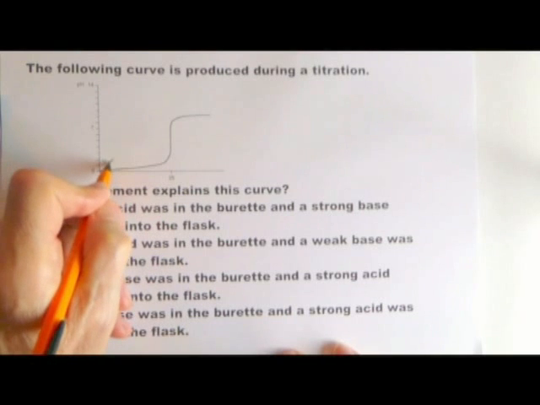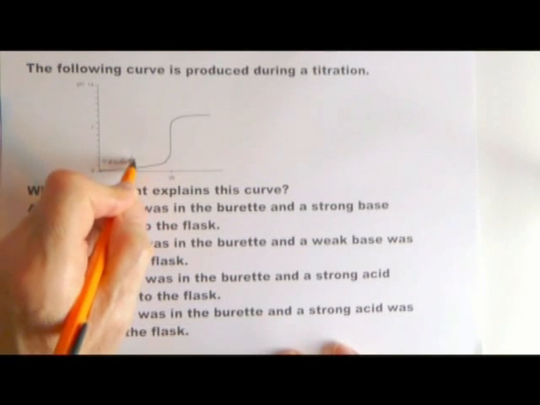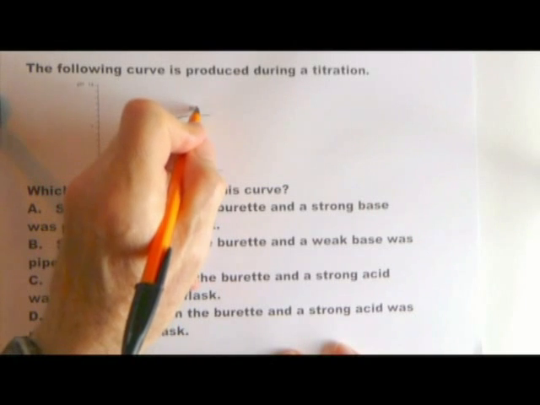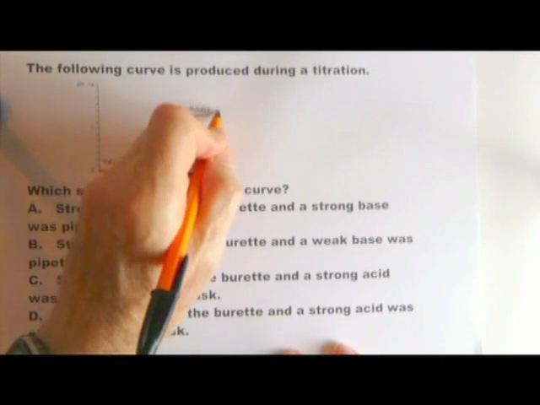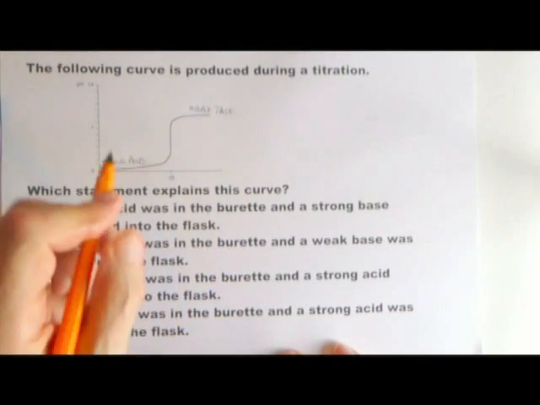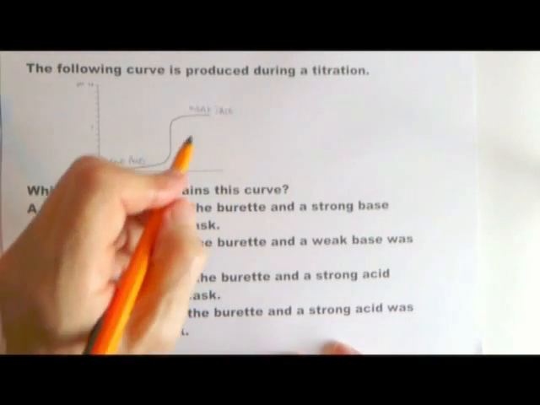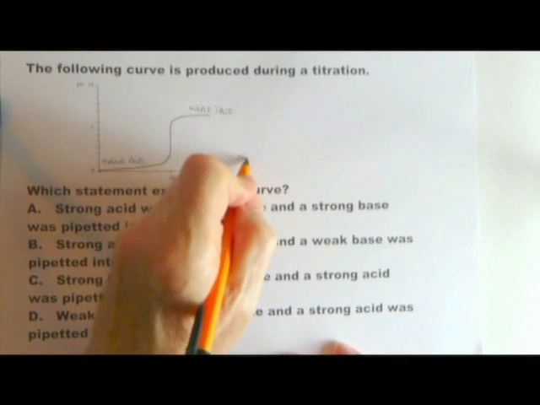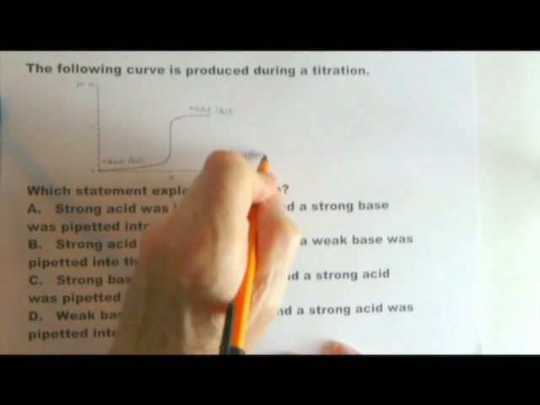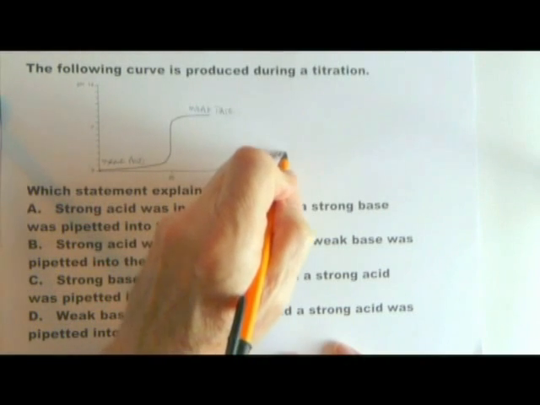So we know that's a strong acid, and it's a weak base. And the graph shows very clearly that the weak base is in the burette.